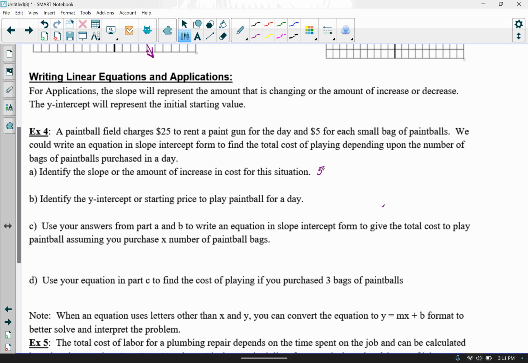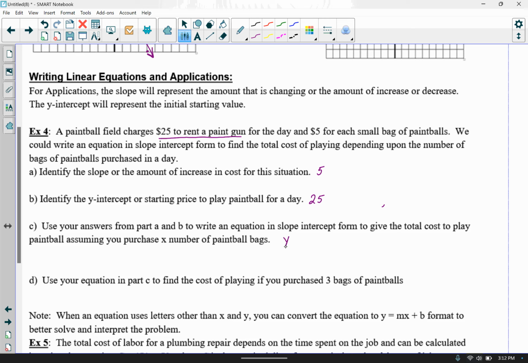Your y-intercept, remember, that's always your starting point. So what's the base cost to get to play? You would have to see that they charge $25 to rent the gun, so that would be your base charge, that $25. And then part C says, let's use our answers now to write an equation in slope-intercept form to give us the total cost.